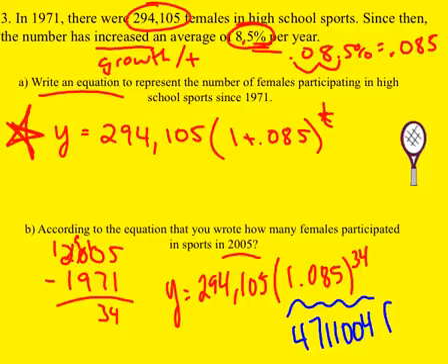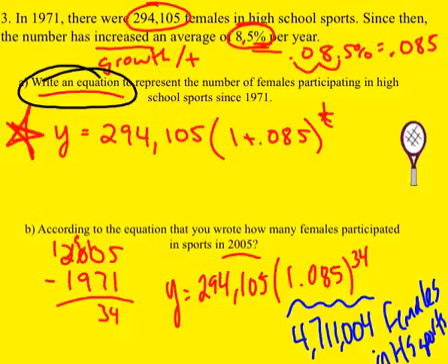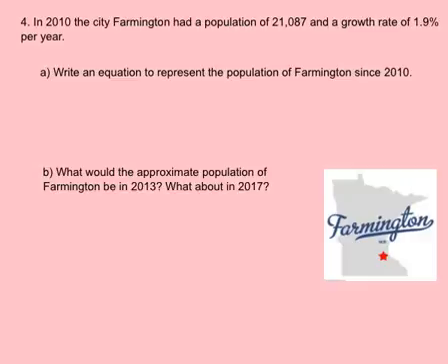I get that there is about 4,711,004 females in high school sports. So that looks like 4,711,004. Notice I didn't round to a half a person. People are full people, so you're going to round to the closest whole person. You can figure that out on your own. So that's what you're looking for. You're looking for the equation piece, writing the equation, and then knowing how to calculate the actual value after so many years. So let's try this again.